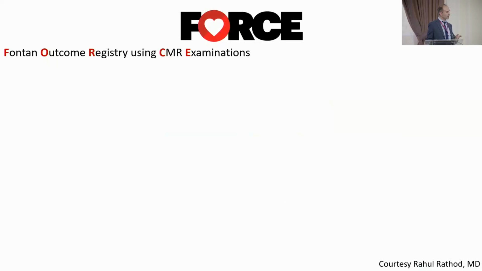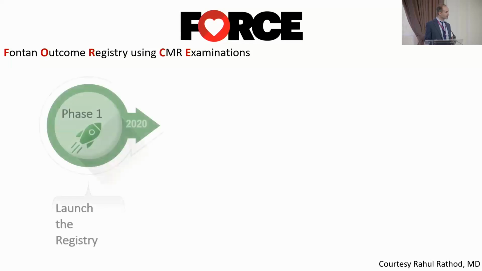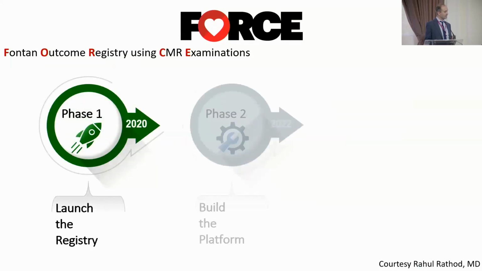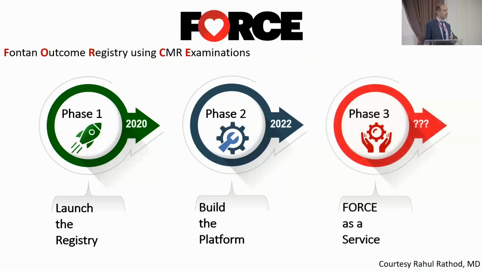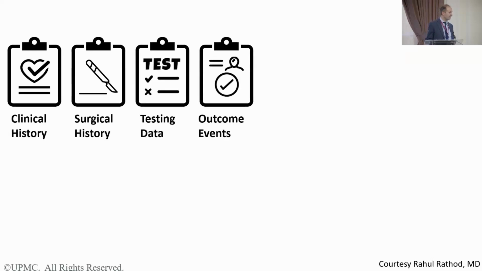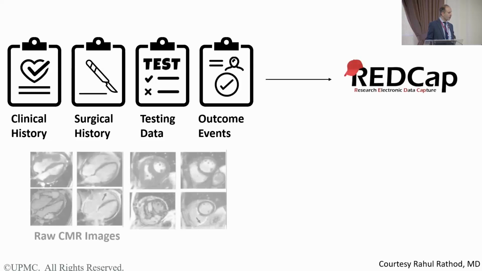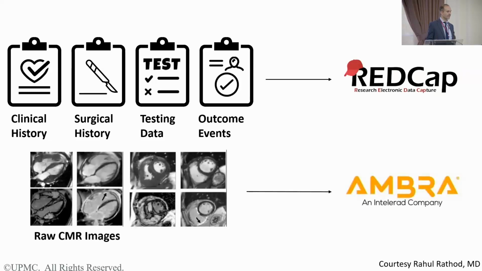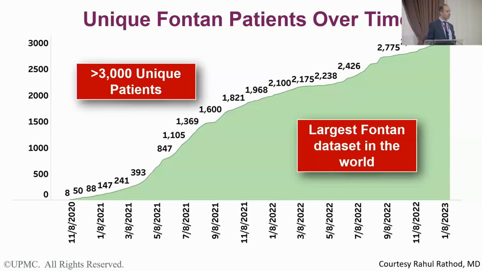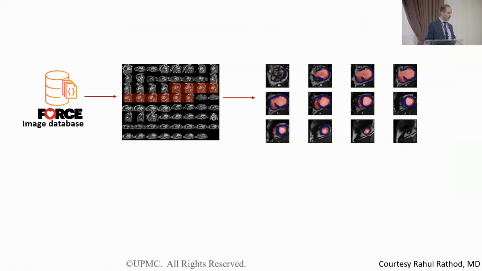One example I'm going to mention today is the FORCE registry, or the Fontan Outcome Registry, using cardiac MRI. It started in 2020, and it built a nice research platform in 2022. Now it's striving to become a service for patients and physicians. So let's look at how the data is structured in FORCE. The clinical data is housed in REDCap, while the image-based data is housed in a cloud-based system called Ambra. The number of patients is increasing rapidly in this registry, and it's now more than 3,000 patients, making it the largest Fontan database in the world.